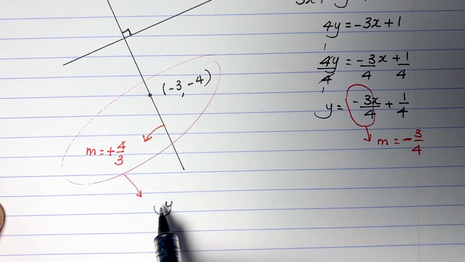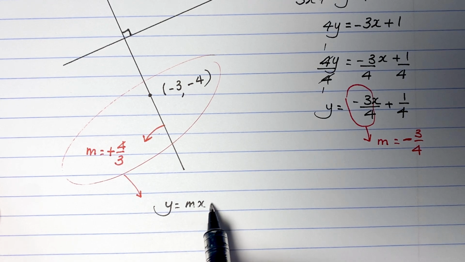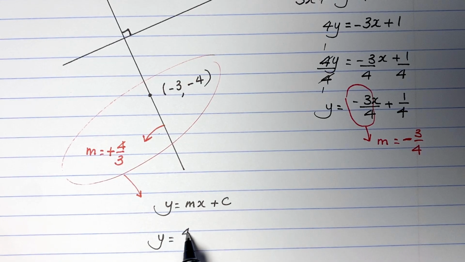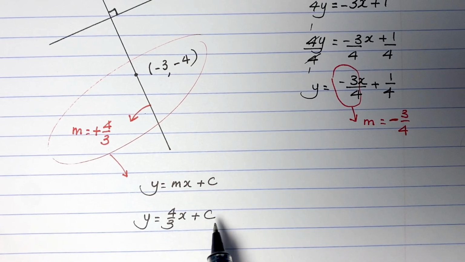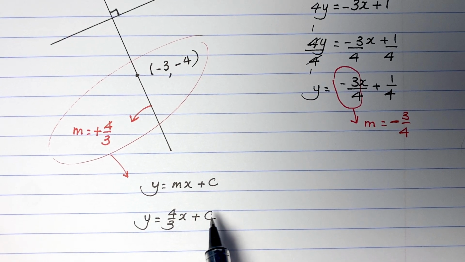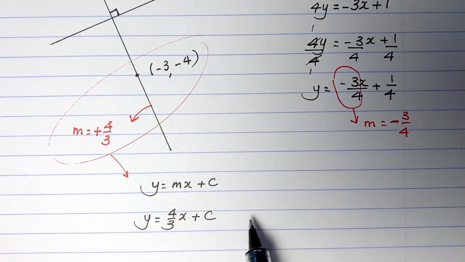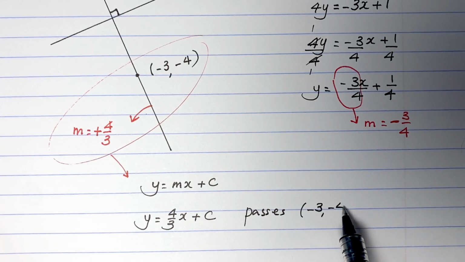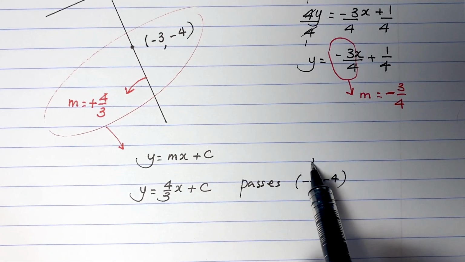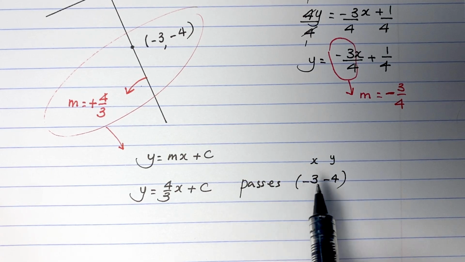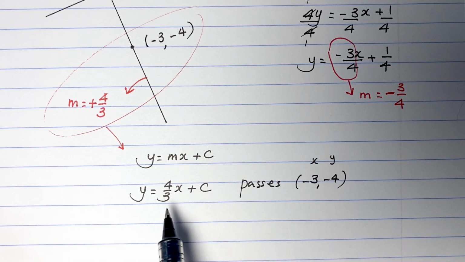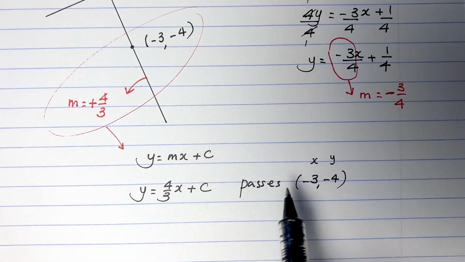Starting with the general equation of the line, y equals mx plus c. We now obtained m, which is 4/3, of x plus c. And in order to find the c, which is called the y-intercept, I'm going to use the fact that it passes through the point minus 3, minus 4. X coordinates, y coordinates. If the line passes through a point, the x and y coordinates of the point must satisfy the x and y of the equation of the line.